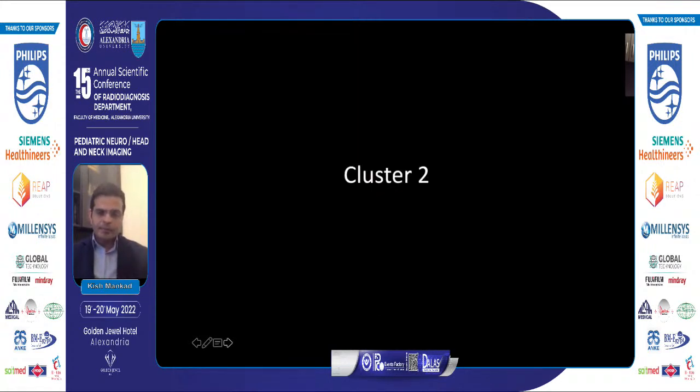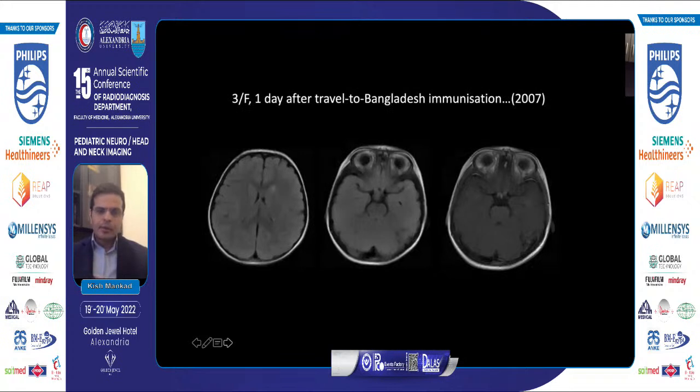Cluster 2, a 3-year-old, even younger child this time, presenting in the year 2007. So we're going back by a few more years this time, and this child was about to travel to Bangladesh and had some travel-related vaccination or immunization and presented encephalopathic, frank encephalopathy at presentation.